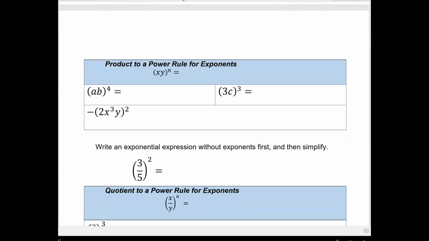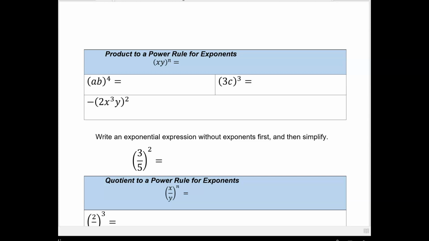So the next rule is the product to a power rule for exponents. So xy to the nth would be x to the nth power times y to the nth power. So again, this is multiplication on the inside of here. But what you're doing is simply taking the nth power of everything, every exponent on the inside of that parenthesis. So let's proceed with some examples.